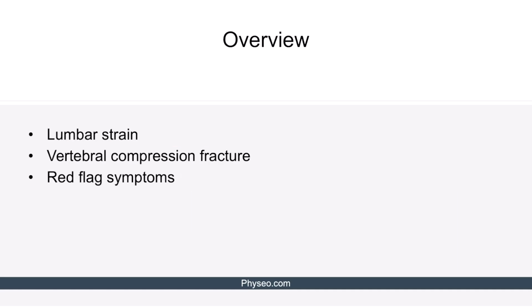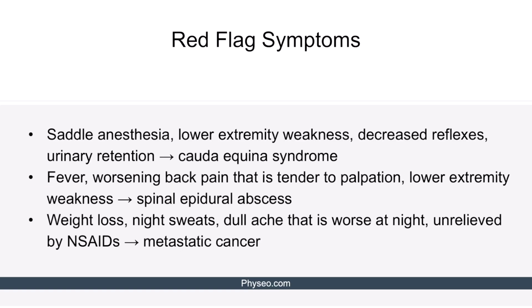We'll wrap up this lecture by briefly discussing a few high-yield, can't-miss red flag symptoms in a patient with low back pain. This slide provides a quick review of some red flag symptoms in patients with low back pain. If the patient has saddle anesthesia, lower extremity weakness, decreased reflexes, and urinary retention, you should be thinking about cauda equina syndrome. This diagnosis is covered in greater detail in our lecture on spinal cord diseases.